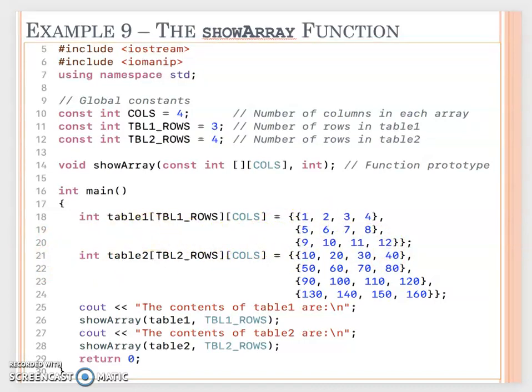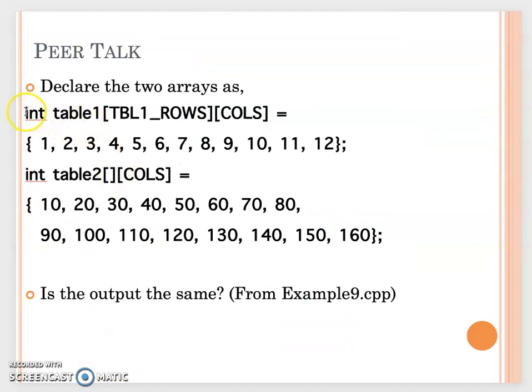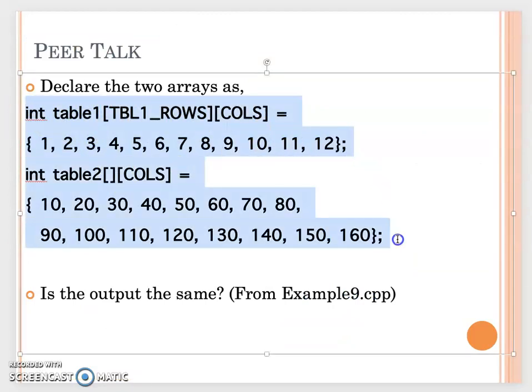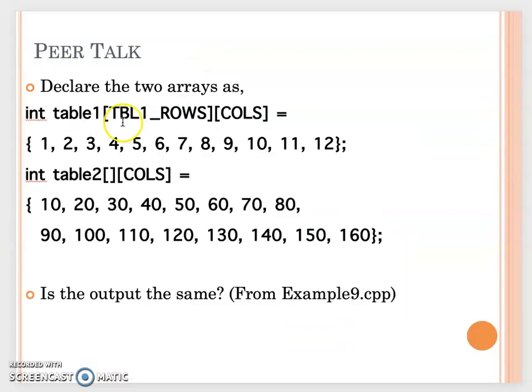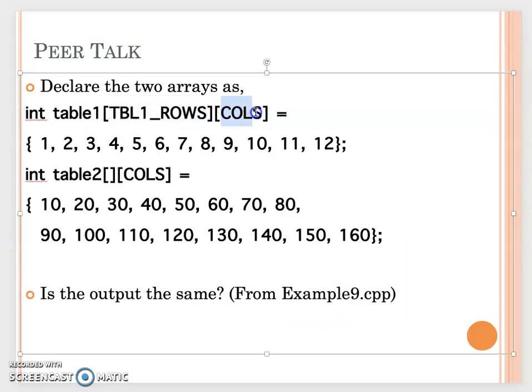In the peer talk here, I give you the example. I want you to try: can you replace these two declarations in your example 9? You will see the output is the same. Like we say, the inner curly braces are highly recommended, but they are optional. As long as we declare how many rows and how many columns, the compiler will see how many columns are in a row, and it will make the inner braces to separate that into 3 different rows.